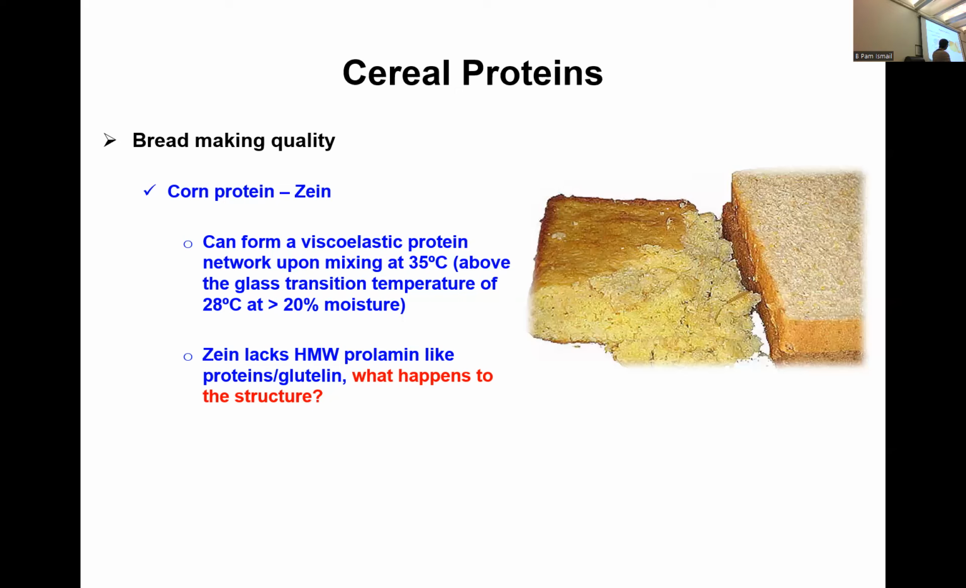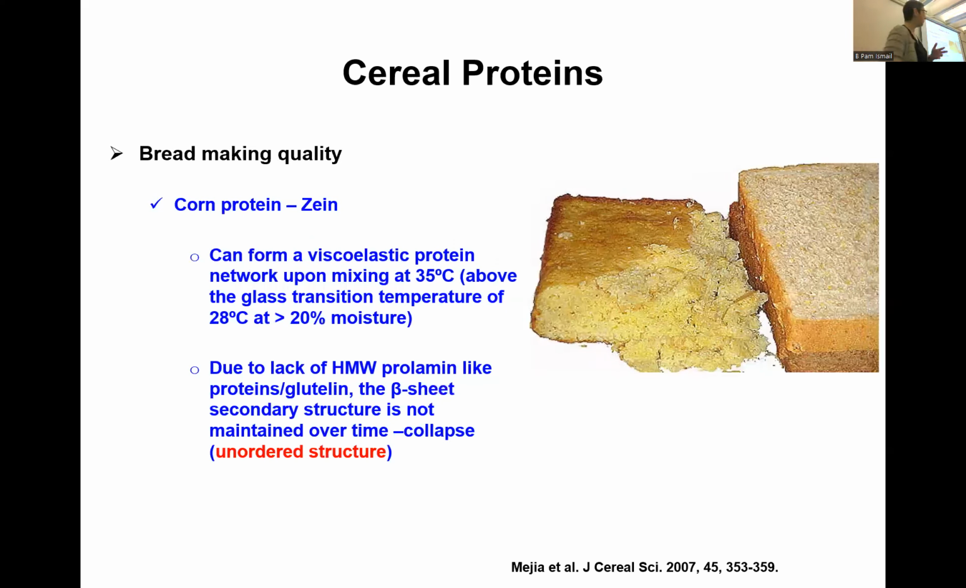So what happens to the structures? They fall apart. When we make the dough, we form some beta sheet structures, but those beta sheets are not stable. They're not maintained over time, which causes the collapse of the structure because we don't have a lot of disulfide linkages. We don't have the high molecular weight polymer that adds stability to the dough structure. We form the beta sheet, but then it is not stable over time, and when we bake, the whole structure collapses.